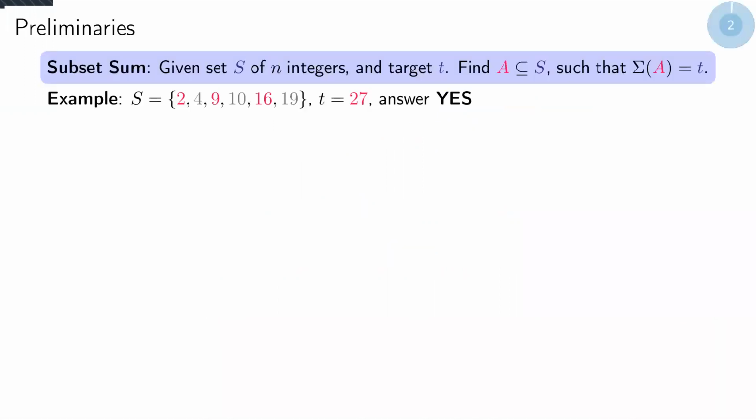So what is subset sum? In the subset sum problem, you are given a set of n integers. In this case, it's 6 integers and a target t, which is 27. And the goal is to find a subset of the numbers in this set, such that all the numbers are summing to this target. So in this case, you can answer yes, because 2 plus 9 plus 16 is equal to 27.